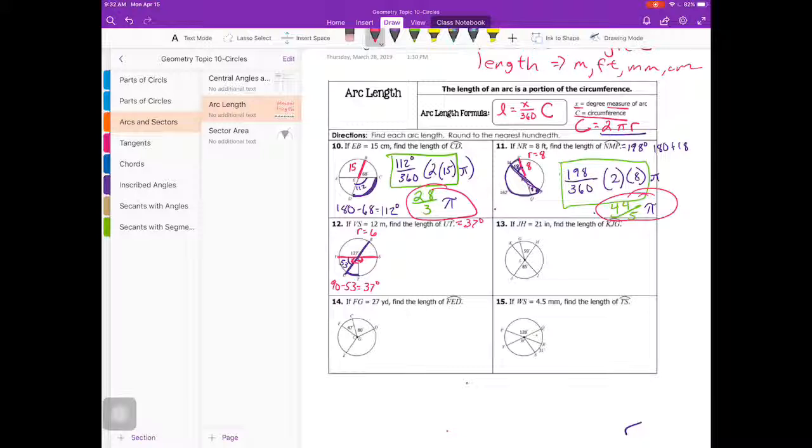And again, just like with the central angles, if you can put all of the measures of all of your arcs in, then you'll pretty quickly be able to identify what you need to identify. So we're going to do 37 out of 360, which is ridiculously ugly, but we're going to go with it, times 2 times 6 pi.